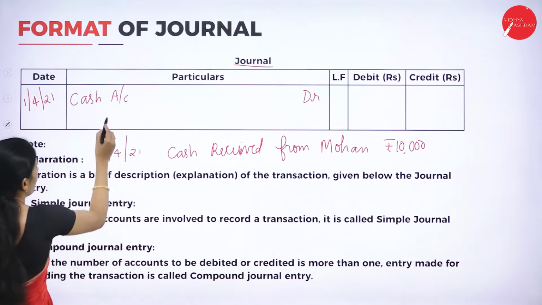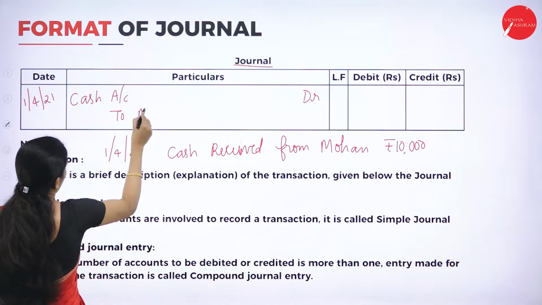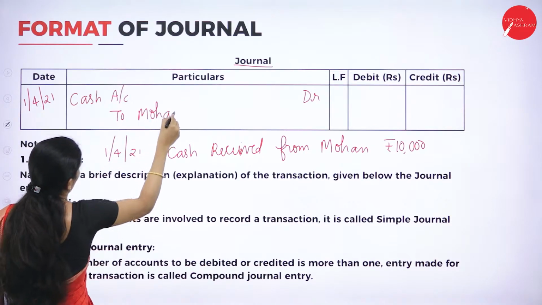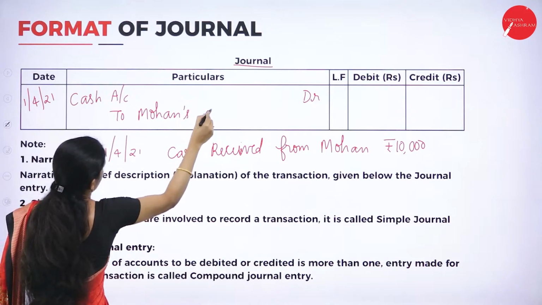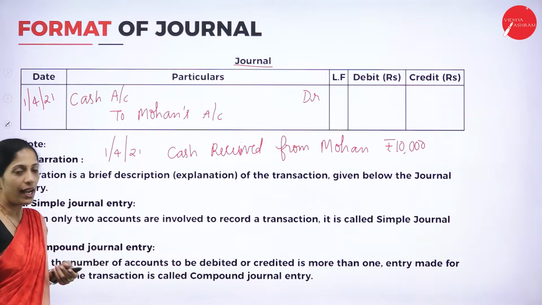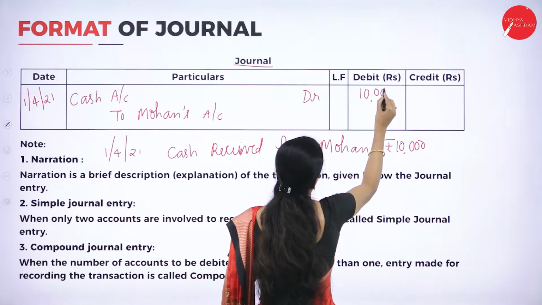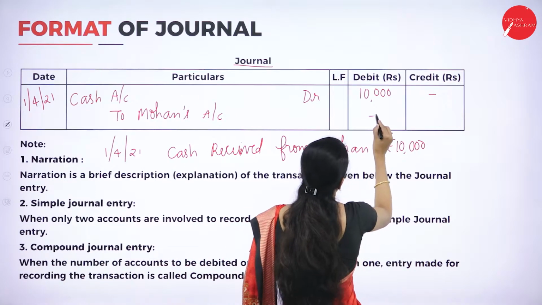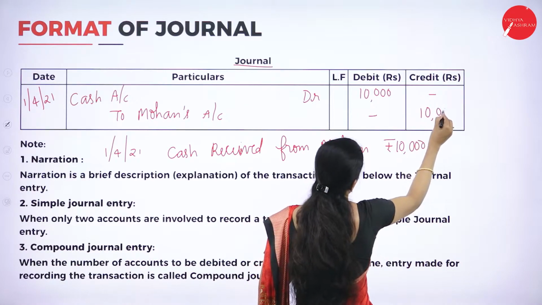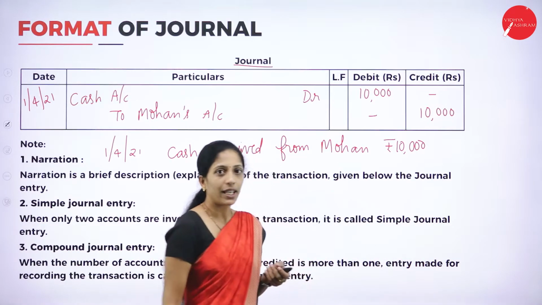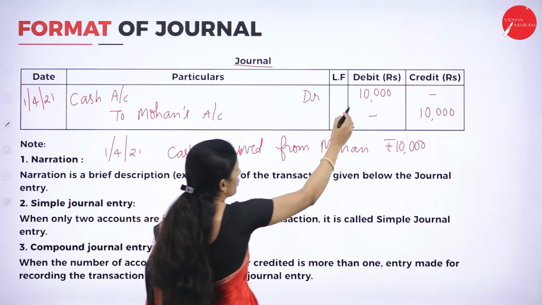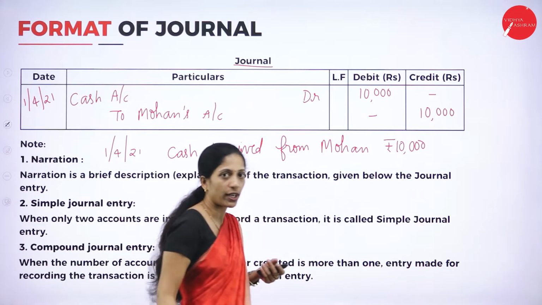To. From whom am I receiving? From Mohan's account. That is from Mohan. So, to Mohan's account. Okay, and what is the amount? 10,000. 10,000 in the debit side. And here it is blank. Here it is blank. And here it is 10,000. Okay, so for each and every entry, there should be a corresponding debit and corresponding credit.